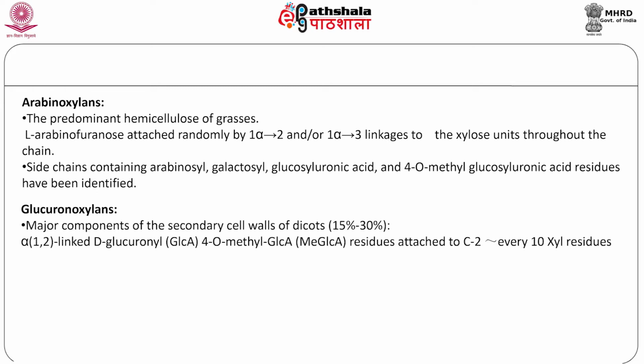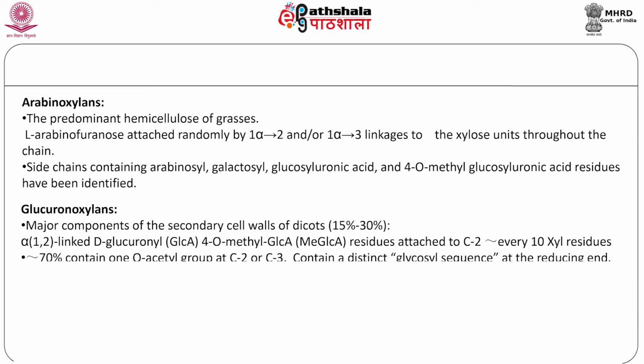Glucuronoxylan. It is a major component of secondary cell walls of dicots. It is present at around 15 to 30%. In this, alpha 1,2 linked D-glucuronic acid, that is GlcA, and 4-O-methyl GlcA, that is MeGlcA, residues are attached to carbon every 10 xylose residues.